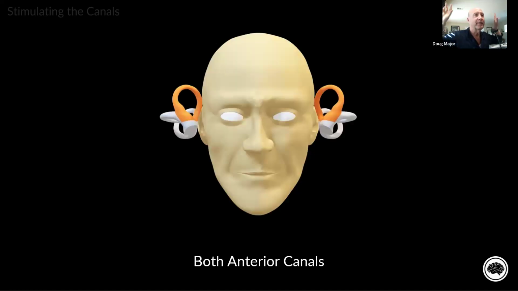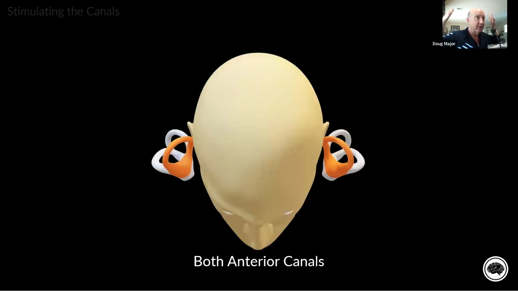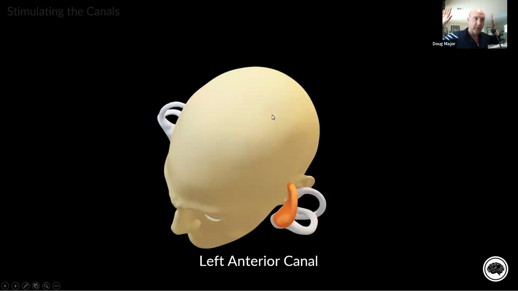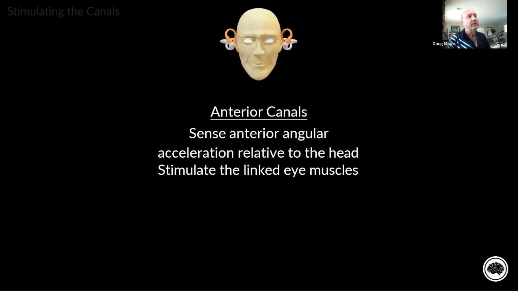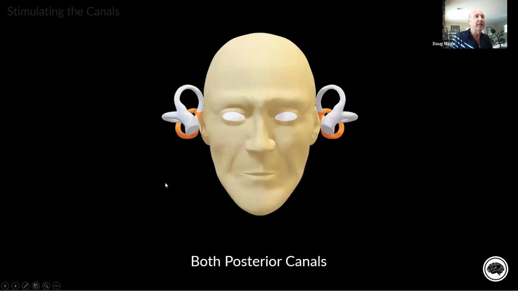Both anterior canals, we're thinking of this one now, looking down. So let's look down, up, down, up. So here's both anterior canals working. And of course, if we look down to the left, it's this one. Down to the right is the other one. So remember, these have this angular motion also linked to the two muscles, again for the push-pull method.